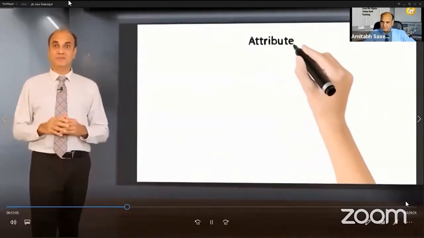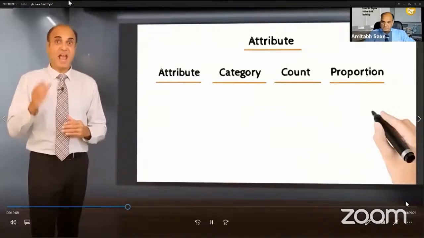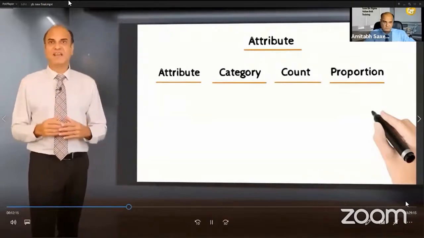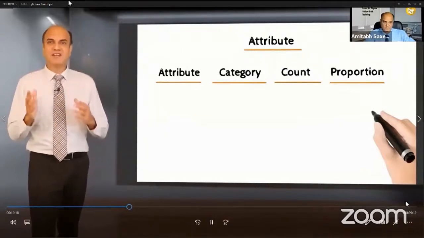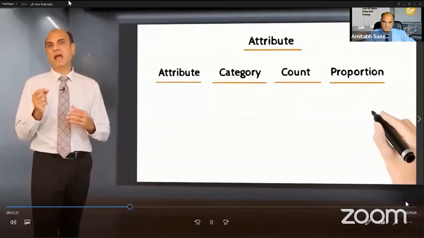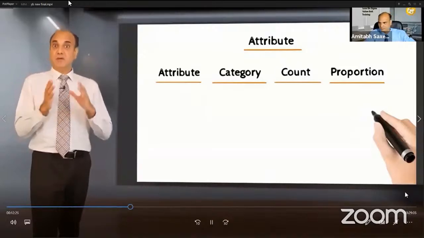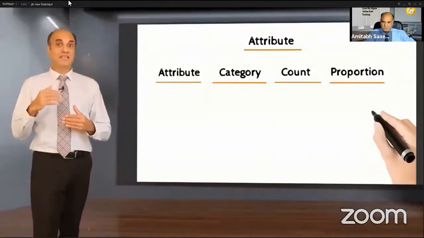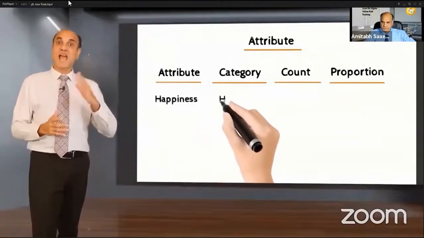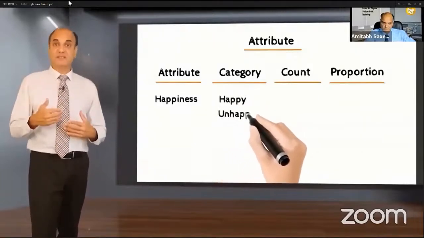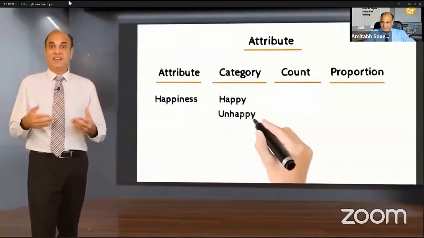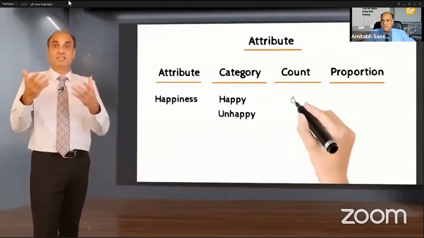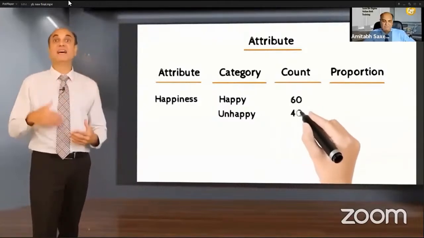Now let us talk about attribute data. Attribute data can be expressed in categories, and categories can be counted. Say, for example, if you want to measure happiness, the easiest way to measure any attribute data is to create a category, and if possible you can create a binary category. A presence or absence of that attribute can be one of the simplest categories. If I take the example of happiness, two categories I can create: happy, unhappy. If I want to increase the happiness of the employees in the organization, then I can always count how many employees are happy. Let's say 60 employees are happy and 40 employees are unhappy.